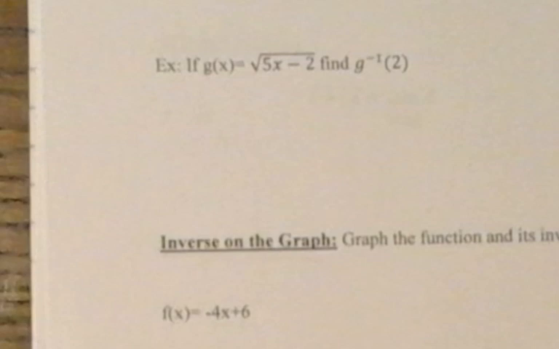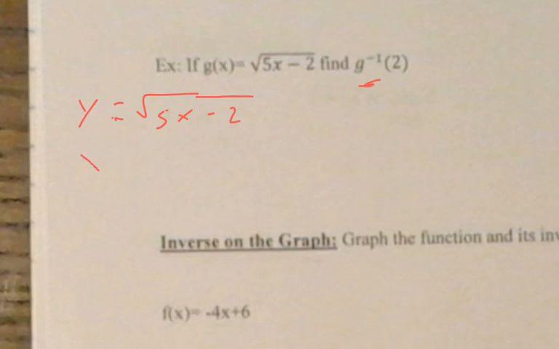Alright, so let's look at this example. If g of x equals the square root of 5x minus 2, find g inverse of 2. First we have to find the inverse, because we can't just go plugging in stuff without finding the inverse, because that's what it's asking for. So let's do this real quick. Remember, we replace it: y equals the square root of 5x minus 2, all under the square root.